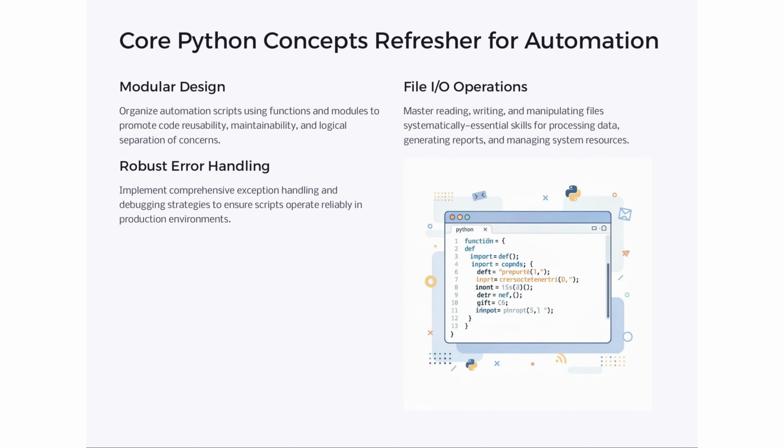Organize automation scripts with functions and modules for reusability and maintainability. Implement robust error handling to ensure reliability in production. Master file I/O operations for data processing, report generation, and resource management. These core Python concepts are essential for effective automation.